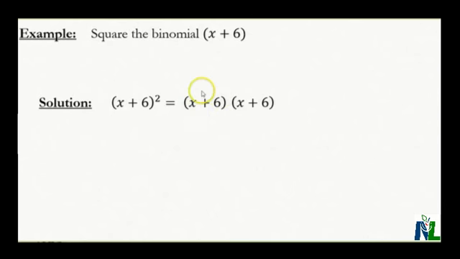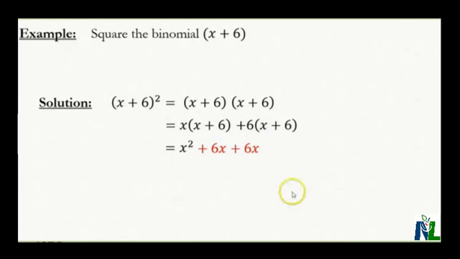Every term in the first binomial must be distributed among every term in the second binomial. That is, x must be multiplied by x plus 6, and positive 6 must be multiplied by x plus 6. X multiplied by x gives x squared. X multiplied by positive 6 is positive 6x. Then 6 multiplied by x gives positive 6x, and positive 6 times positive 6 gives positive 36.